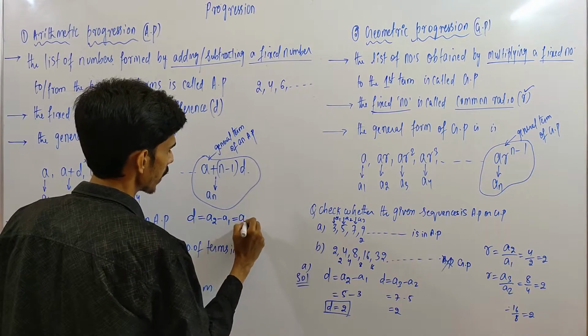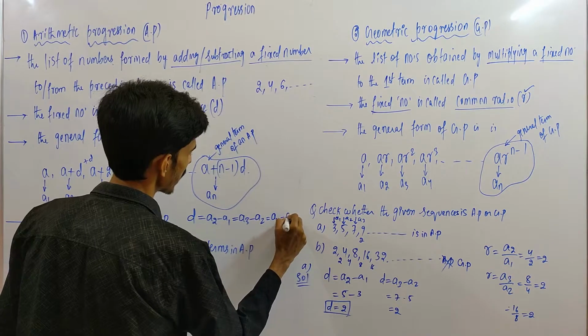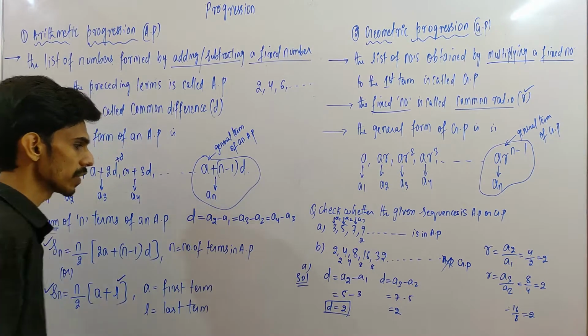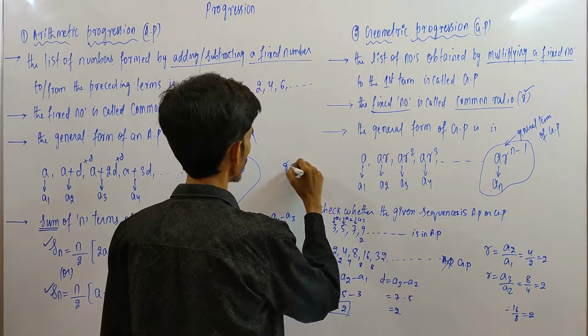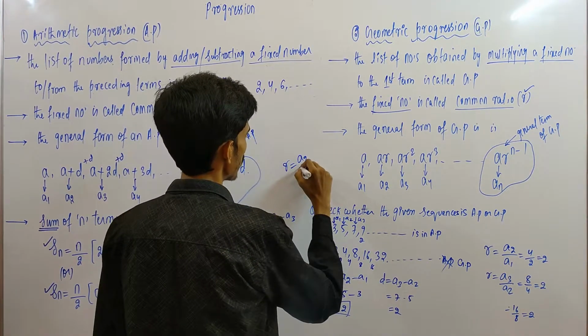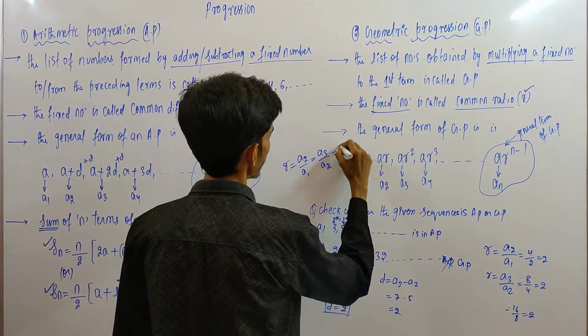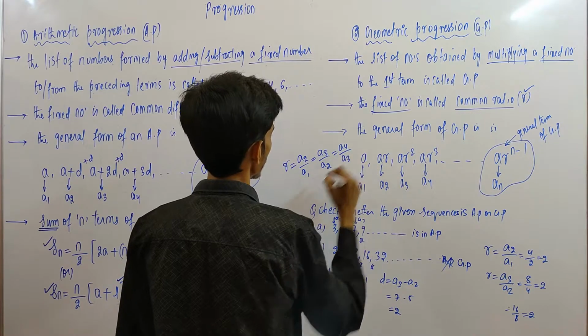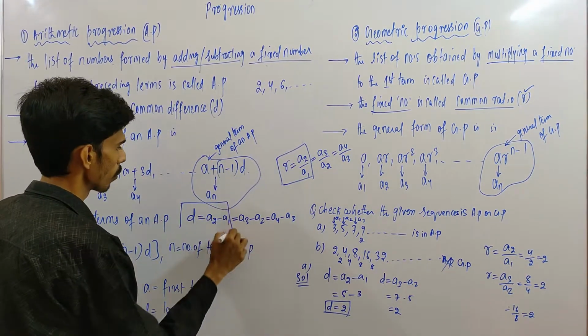So from this we can say that in an AP the common difference D is the same as A2 minus A1, that must be equal to A3 minus A2, that must be equal to A4 minus A3. So the common difference will be the same everywhere. In geometric progression the common ratio R, that is A2 by A1, should be the same as A3 divided by A2, that should be equal to A4 divided by A3. We have to remember these two formulas also.